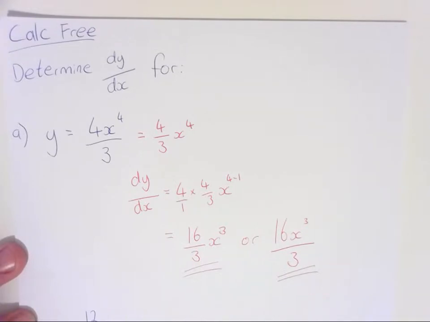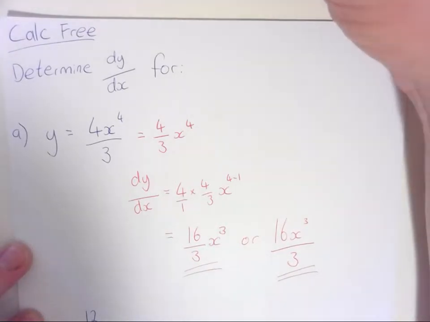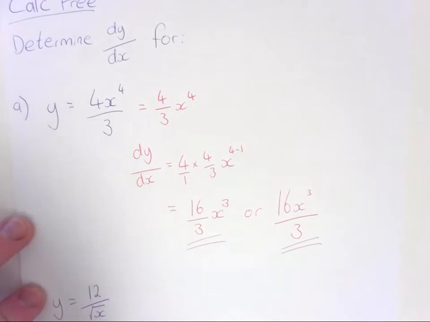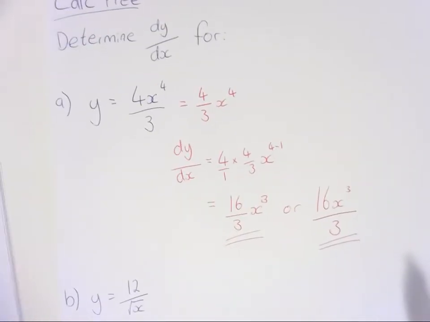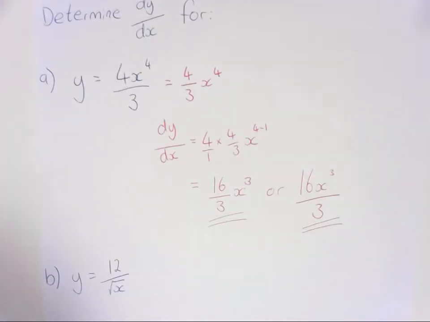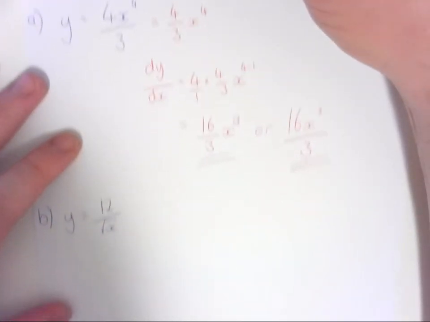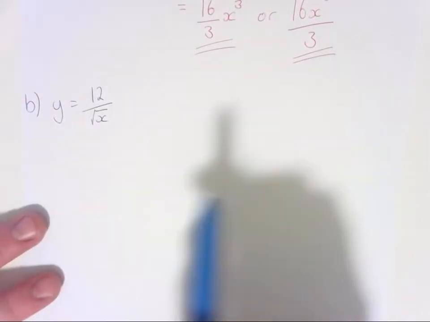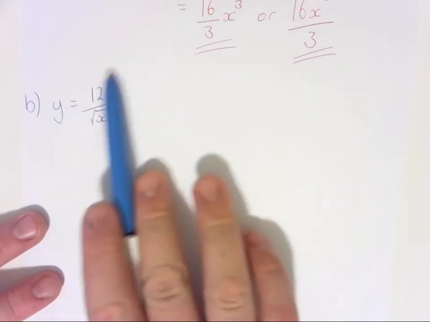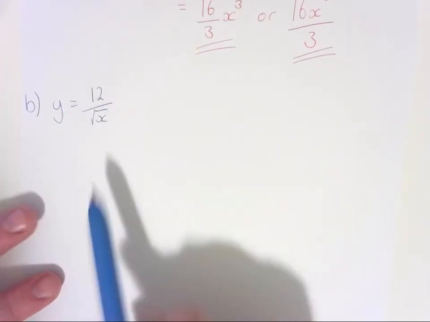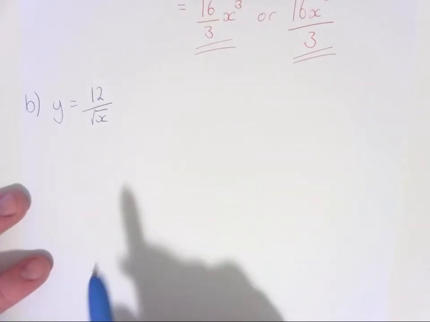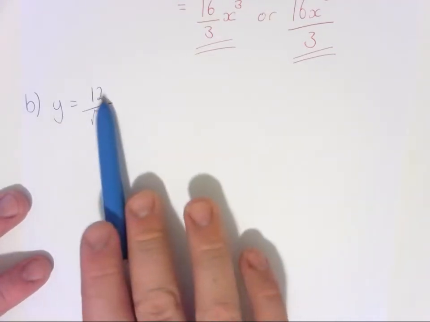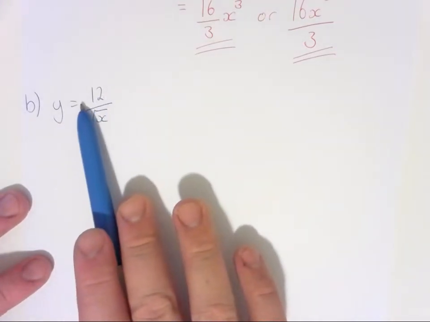Next one I'm going to look at is a little bit trickier. It is a question that is, we need to use that knowledge of indices a little bit more and how we can make this into a function that we can determine the derivative of a little bit more easily. So the equation is 12 divided by the square root of x.